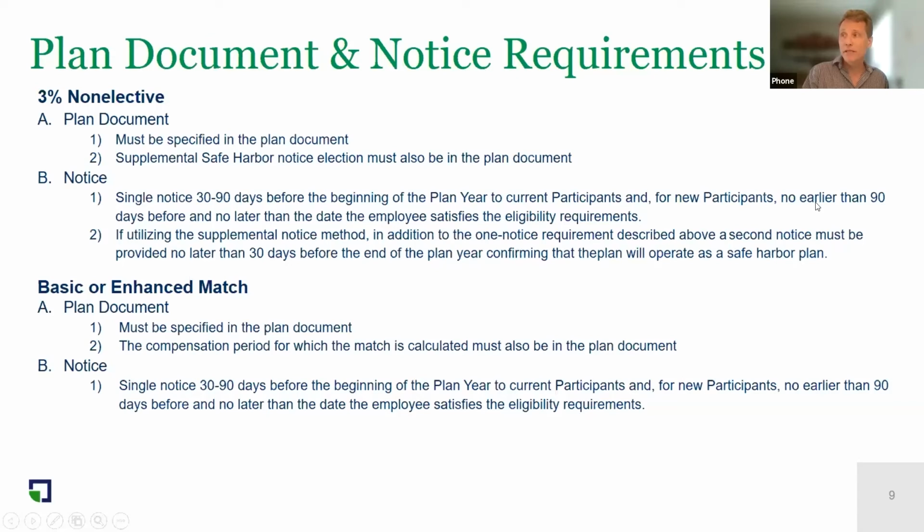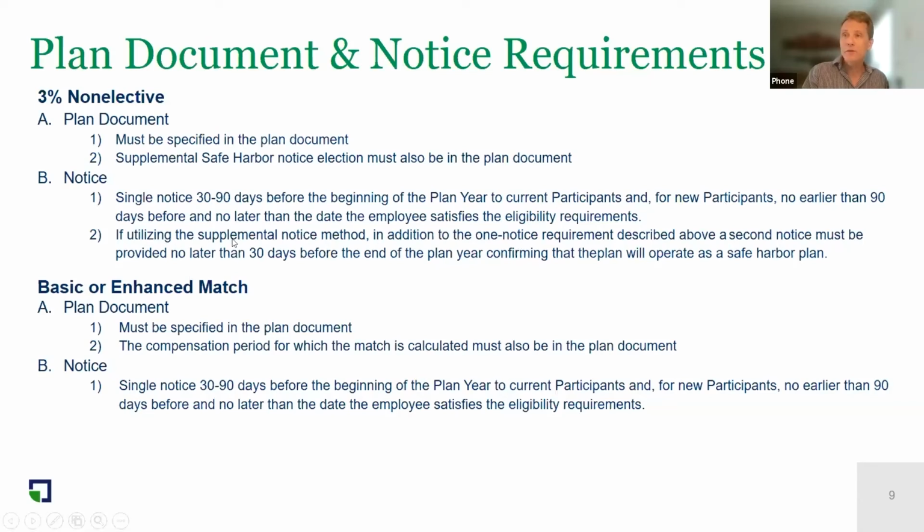For new participants, you have to give it no earlier than 90 days and no later than the date the employee satisfies the eligibility requirements. So as you have employees satisfy the eligibility requirements during the plan year, you need to make sure that they're getting a copy of the safe harbor notice, okay?